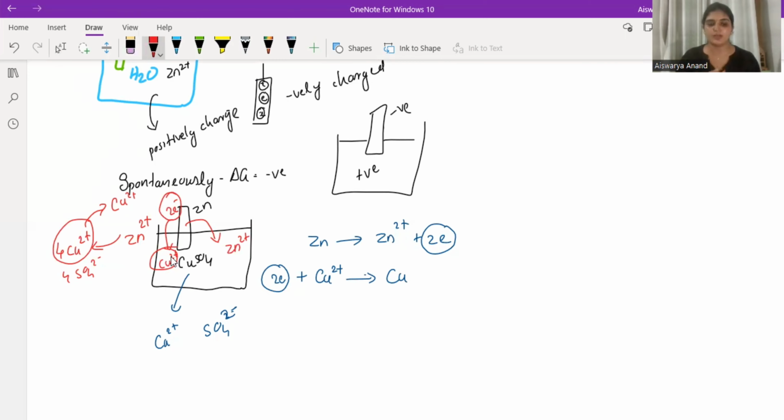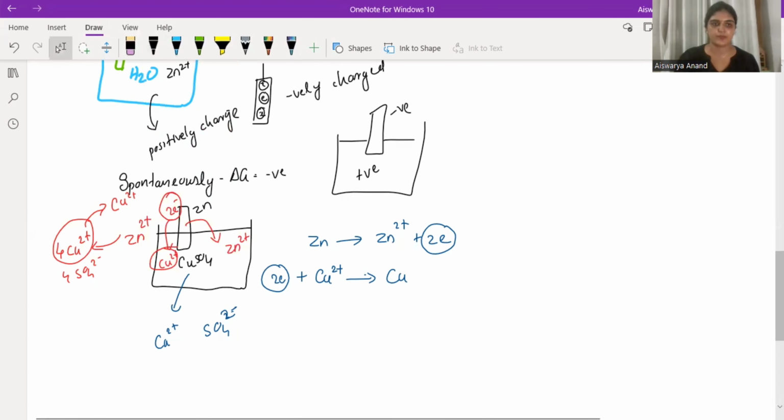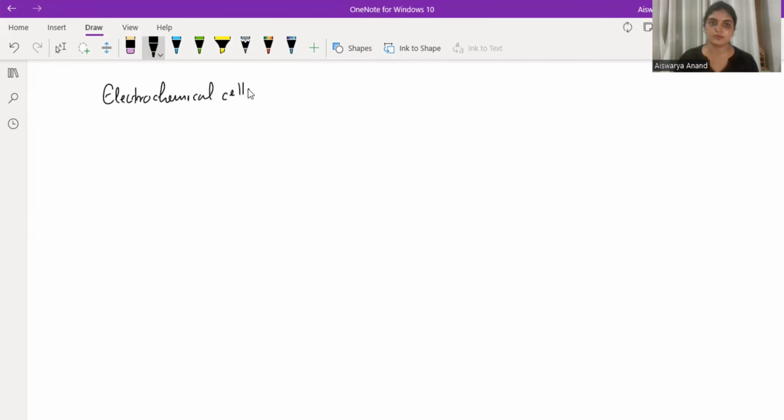All right, so let's discuss in detail what a basic electrochemical cell looks like. Electrochemical cells are of two types: galvanic cell or voltaic cell, and electrolytic cell. So what is the difference between these two? I'm taking the next heading: electrochemical cells. Now, electrochemical cells are of two types. We have the galvanic cell or voltaic cell, and the electrolytic cell.